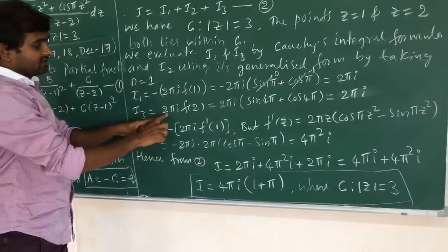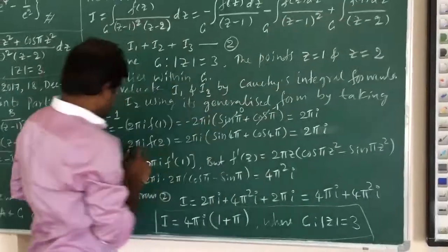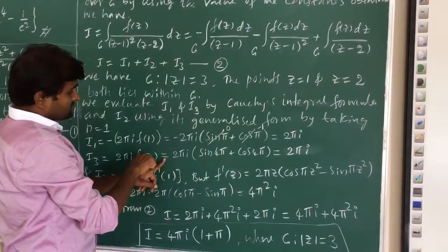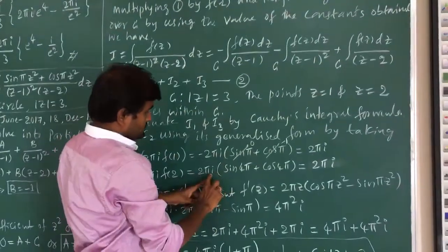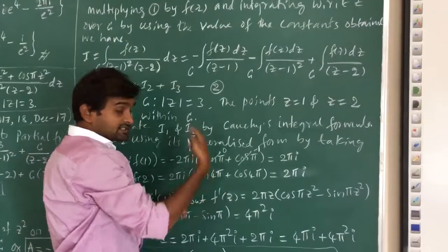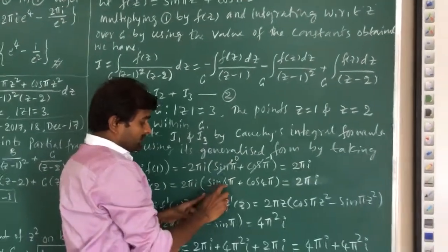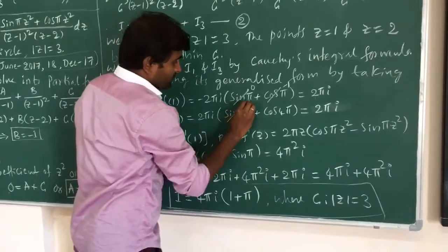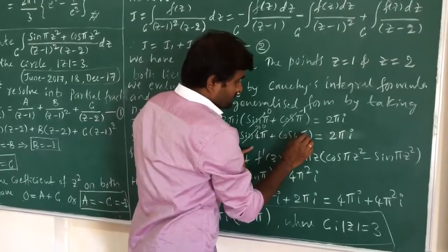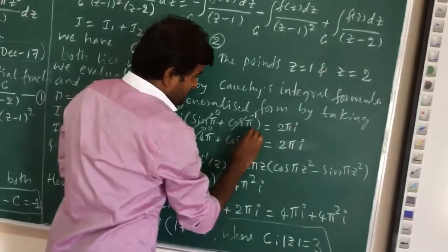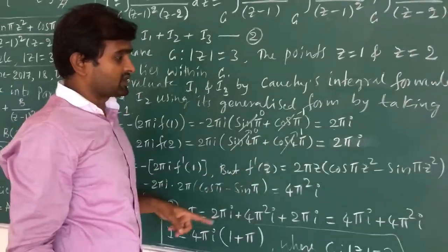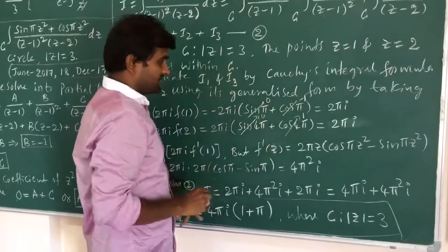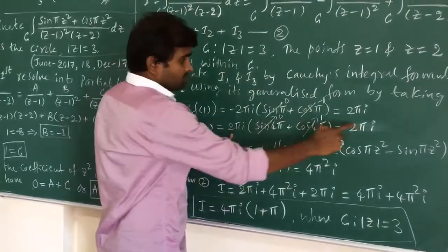Similarly I3: because I3 is plus 2 pi I, where z value is 2, f of 2 equals, substituting 2 for z, 2 pi I into sin of 2 squared, which is 4, so sin 4 pi plus cos 4 pi. Again the same thing: sin 4 pi is 0 and cos 4 pi is plus 1, because for an even multiple it is plus 1 and for an odd multiple it is minus 1. So 1 into this is 2 pi I.